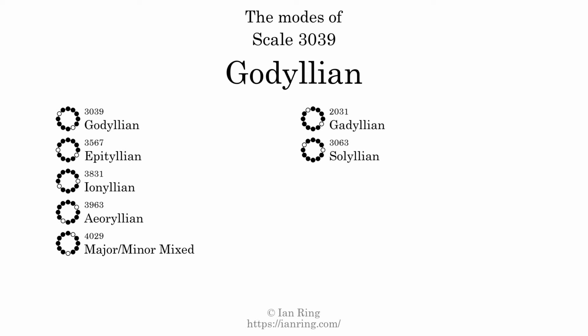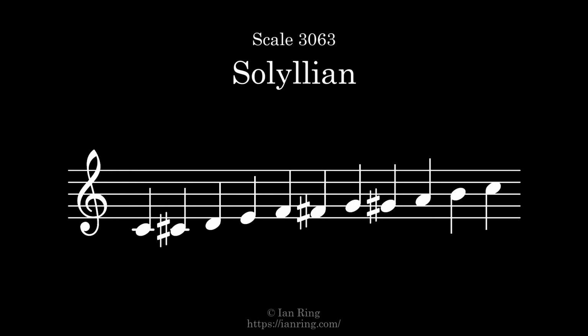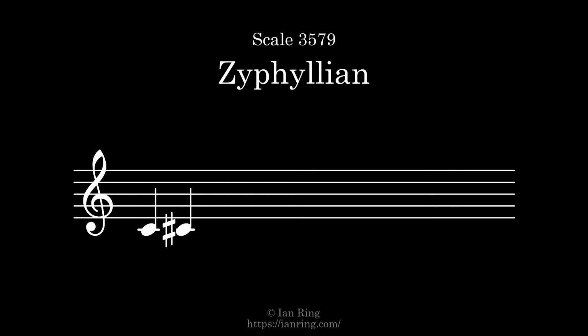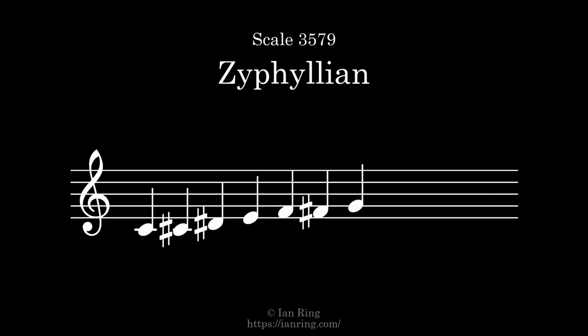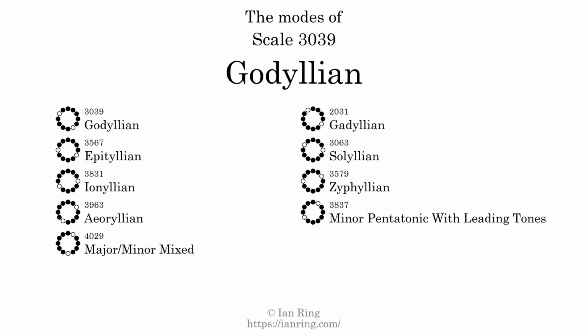The seventh mode is scale 3063, also known as Godyllian. It sounds like this. The eighth mode is scale 3579, also known as Godyllian. It sounds like this. The ninth mode is scale 3837, also known as minor pentatonic with leading tones. It sounds like this.